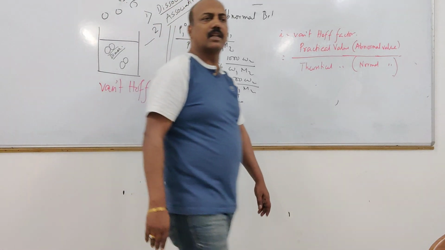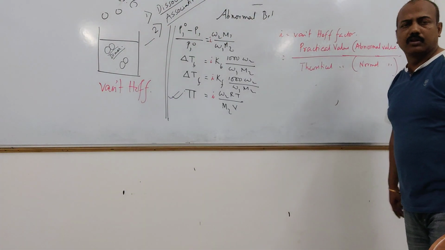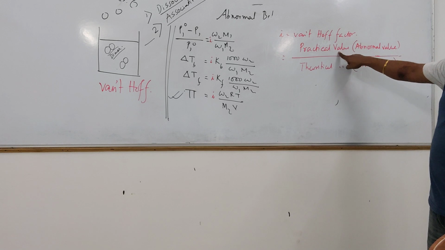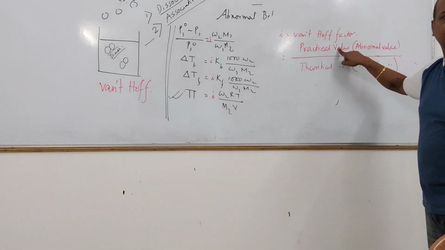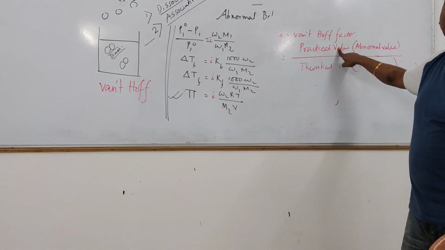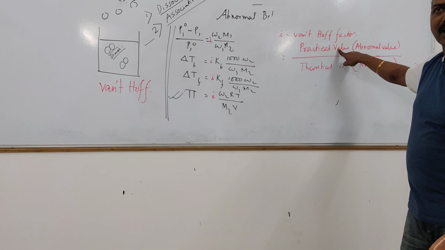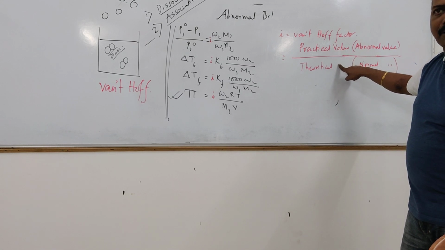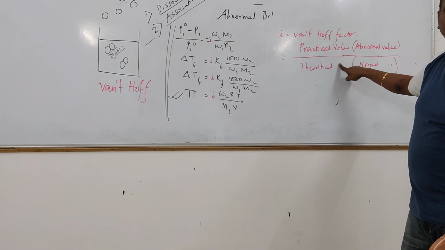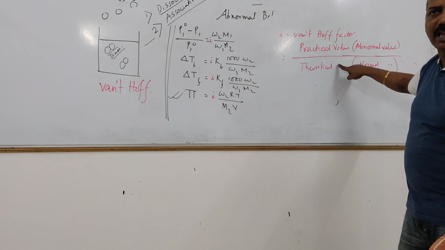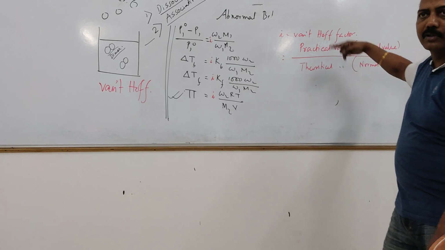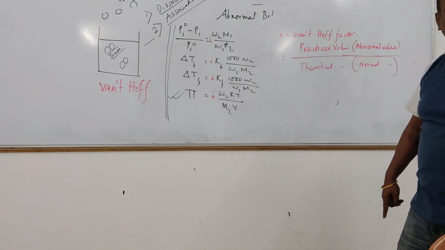Everywhere it is placed in the denominator. If you write the practical value or abnormal value, where will the abnormal molar mass come? Abnormal molar mass will come in the denominator. If you write the abnormal value at the top, where will the abnormal molar mass come? In the denominator. If you write the normal value at the bottom, where will the normal molar mass come? Normal molar mass will come at the numerator.